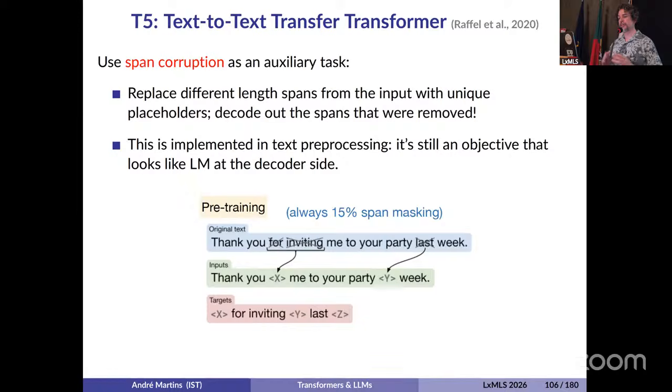you mask entire spans. For example, here, if the original sentence is this one, thank you for inviting me to your party last week, you can just mask the span for inviting. So you just replace these two words by a placeholder symbol, X in this case, and you can mask last as well. And then the model is trained to produce the text that corresponds to each of the placeholders. So now it needs to generate. So it needs the decoder part of the model. So it should output X, and then what should be in that placeholder. Then it outputs Y, and what should be in that placeholder, and then it outputs some stop symbol. Okay.